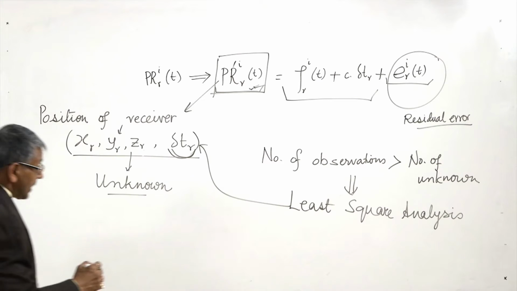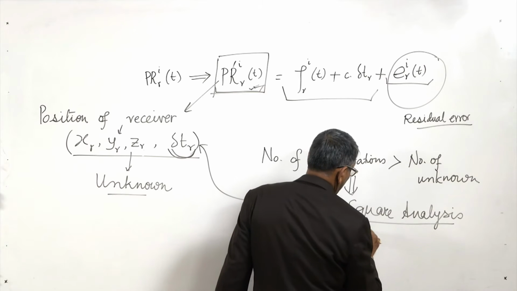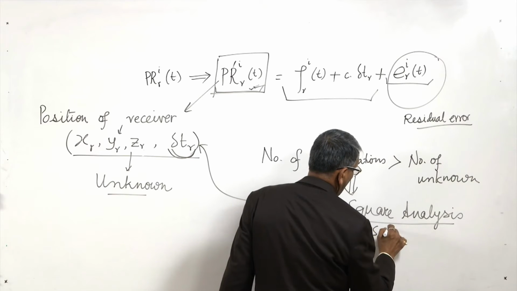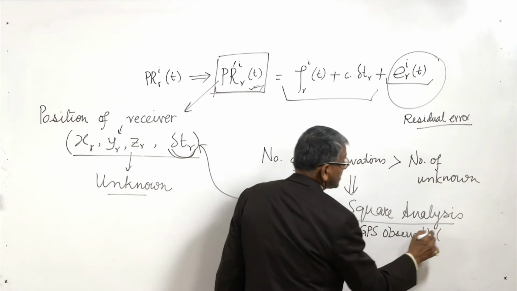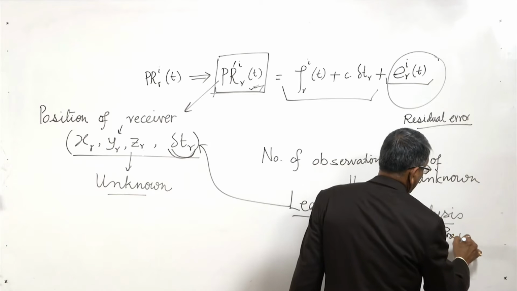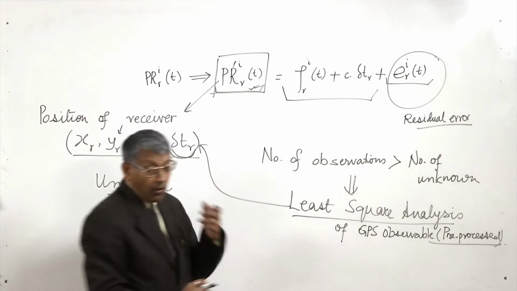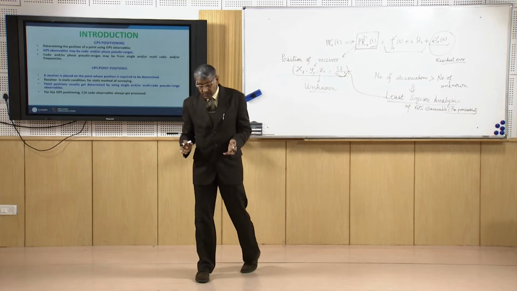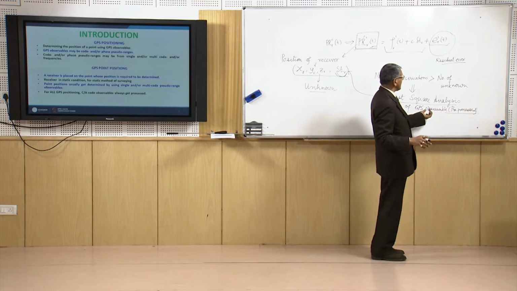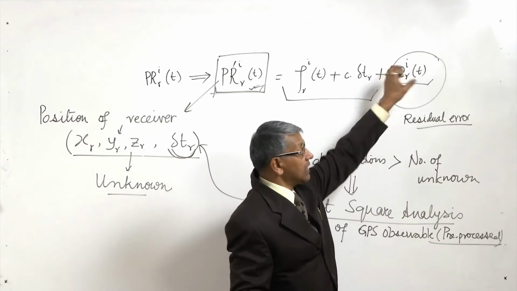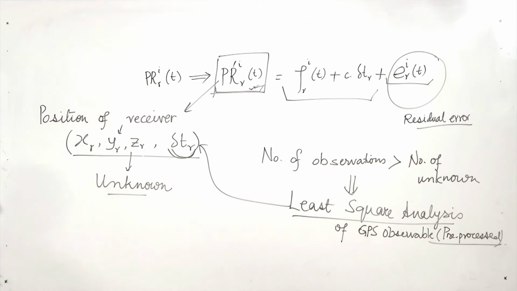Now, least square analysis of GPS observables which are preprocessed. Preprocessed means we have removed many of the errors, and also we have minimized the amount of error, and the observables now will have only some residual errors. With these assumptions we will start.